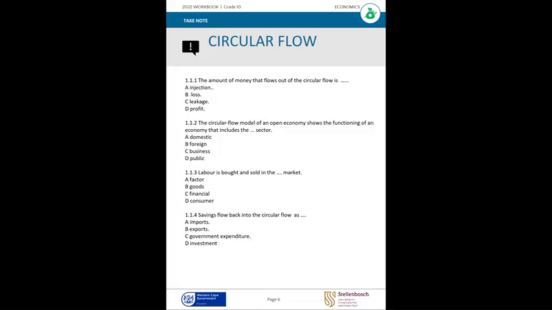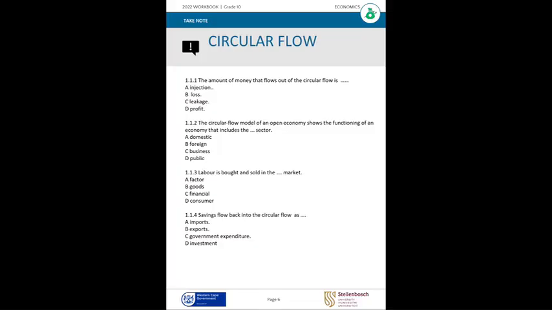Right, so now I know my answer is C, the correct answer there, right? Then we go to 1.1.2. There it reads, the circular flow model of an open economy shows the functioning of an economy that includes the what sector? So I need you to just think about that for a moment.